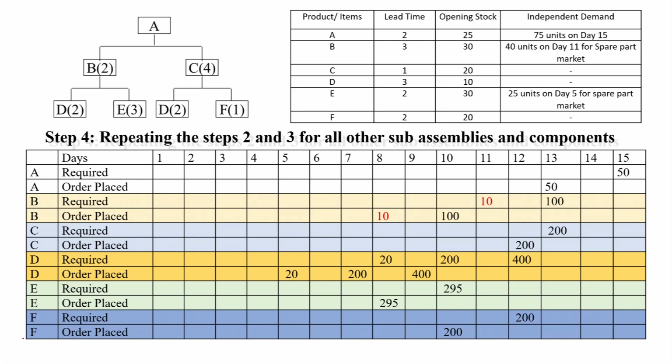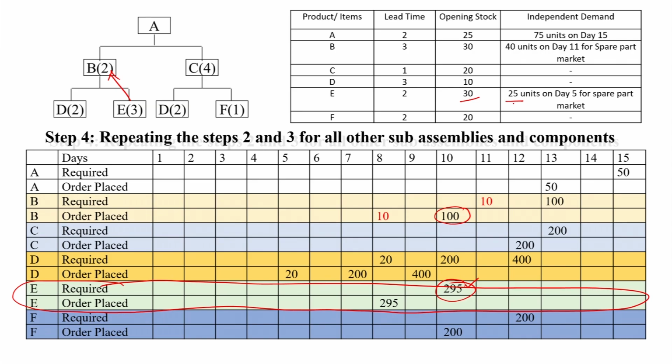Let us see for item E. Though it is similar, just to explain that E is required to produce B. Okay. So, I need to produce 100 units of B here, and each unit requires 3 units of E. So, 300 units is required here. Also, I need to dispatch 25 units of this. Already I am having 30 units available here. So, 5 units surplus I am having here. So, I need to produce only 295 units here.